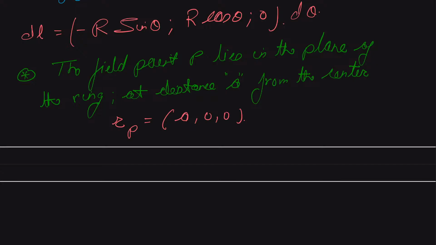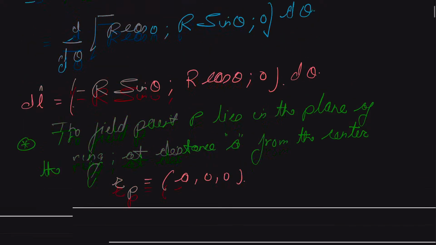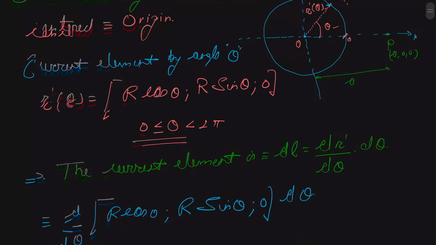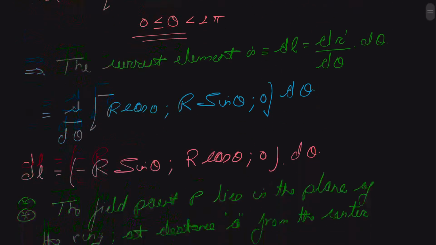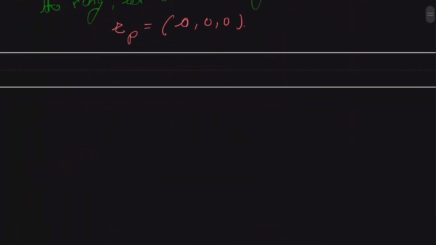Therefore, we can write the vector form from A to P. Okay, so we can just find out this distance. Therefore, we can say the vector from the source point r prime, or A in this particular case, to P.